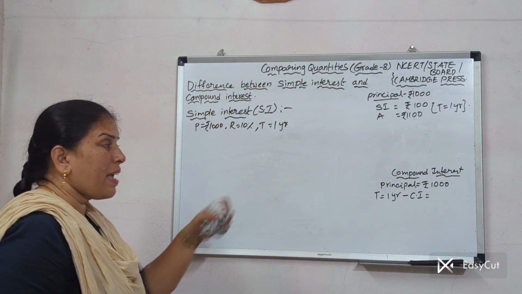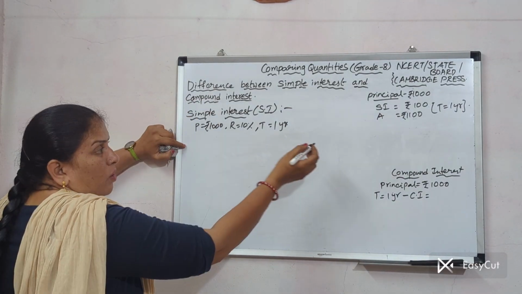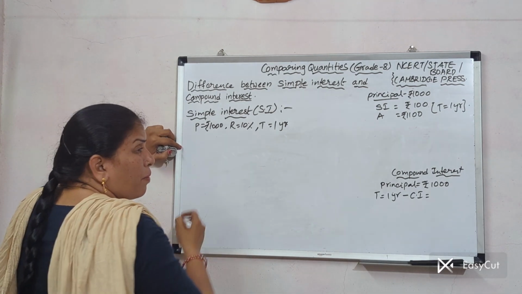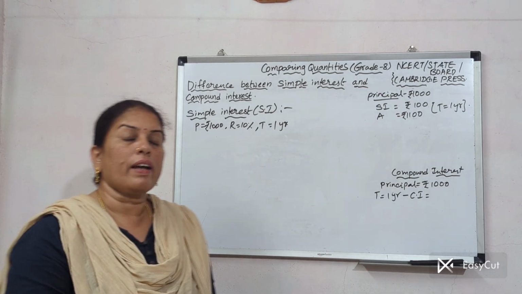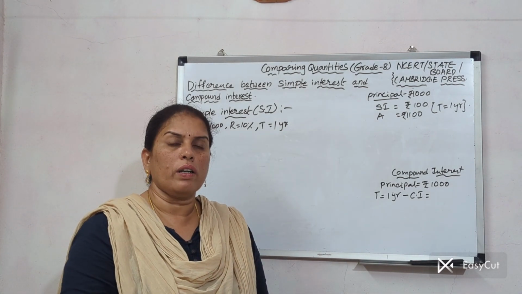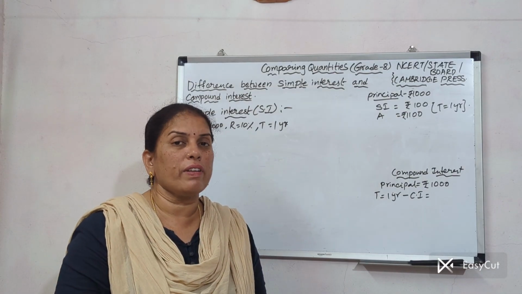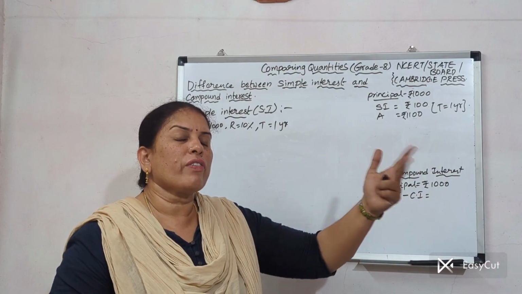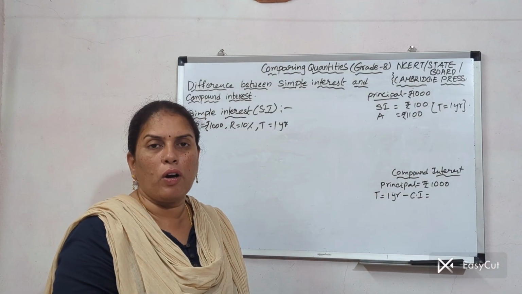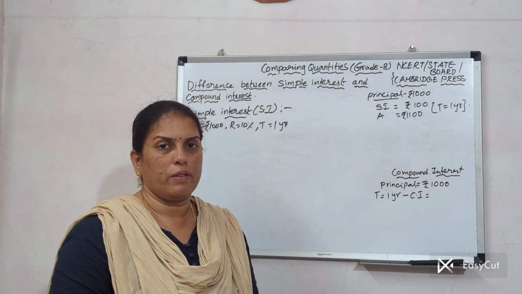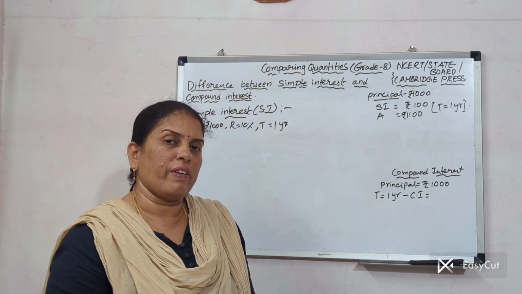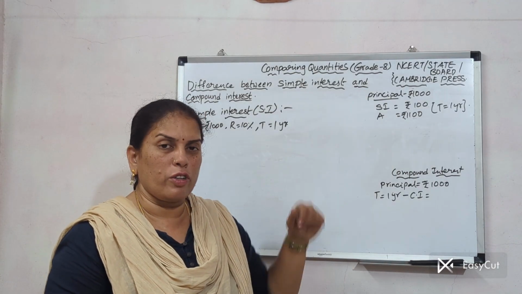Now, in the same case, see here. What is the amount we got? 1100 rupees. I will tell you the difference between compound interest and simple interest. Simple interest means after 1 year, he told me to pay the amount, so I paid 1100 rupees. That is completed. Next time again I took 1000 rupees from him.